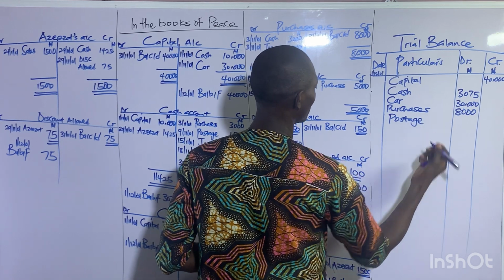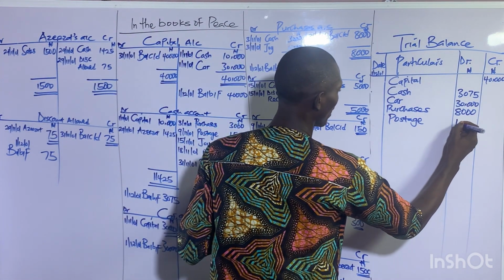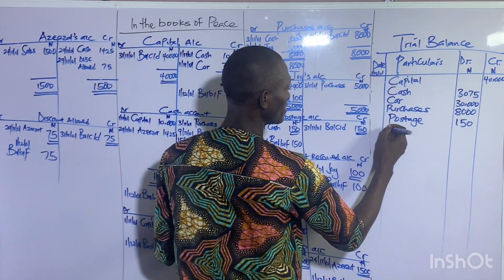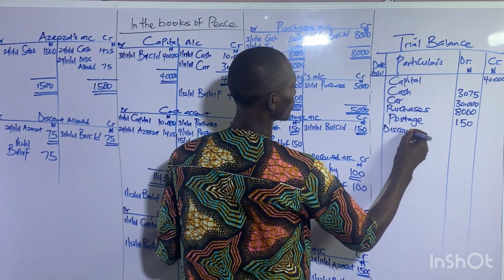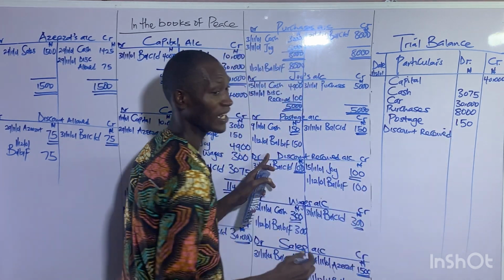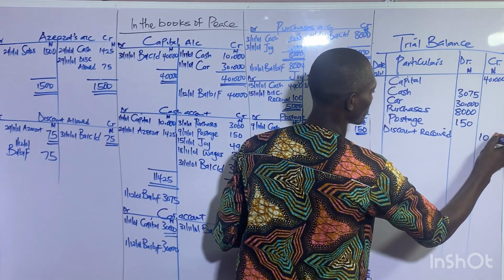Postage is an expenses account, and all expenses accounts are debited. So we have 150. We have discounts received. Discount received is an income account, and all income accounts are credited. So it will always have a credit balance.